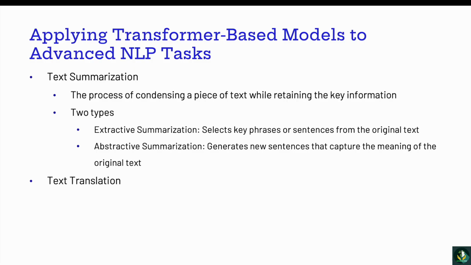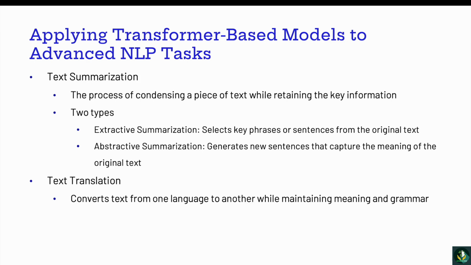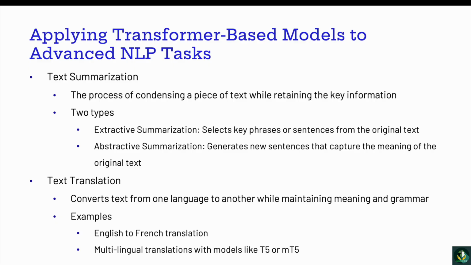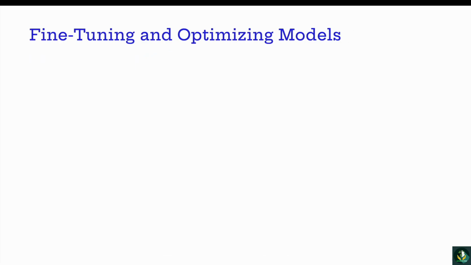Next, text translation converts text from one language to another while maintaining the meaning and grammar. Examples can be English to French translation, or multilingual translation with models like T5 or mT5. Let's talk about fine tuning and optimizing models. We have pre trained models for summarization and translation.